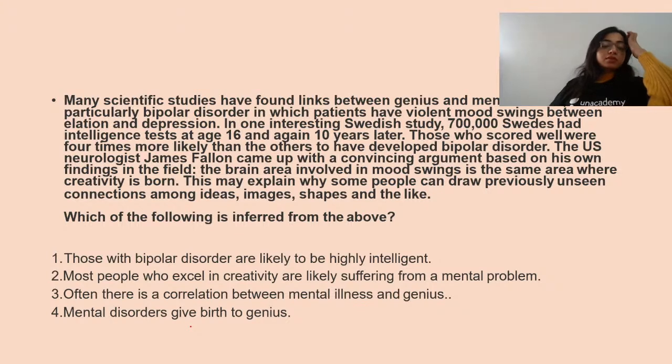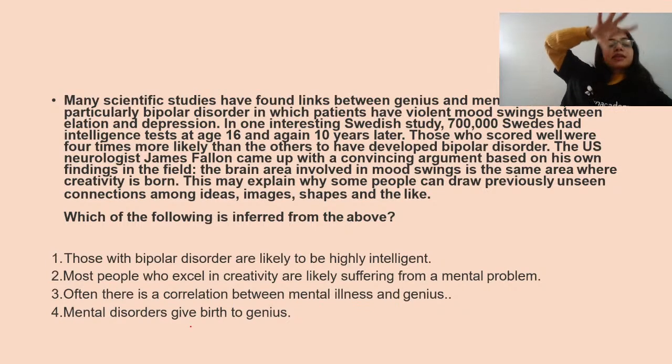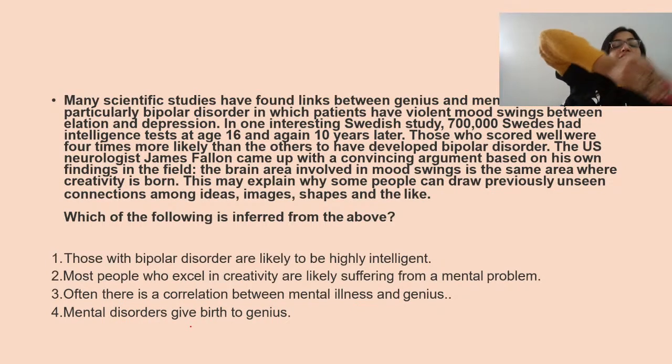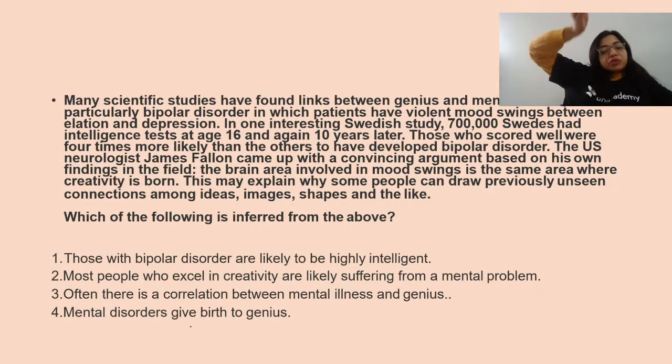Now comes three. Three says that often there is a correlation between mental illness and genius. So I think this is a good answer. You know why? Because it says that there is a certain correlation. It's not being definitive, right? It is just very subtly touching and saying that there is a correlation, and it's not being as definitive as one and two, where one is saying that bipolar means highly intelligent, and the other is saying that people who are creative are suffering from a mental problem.